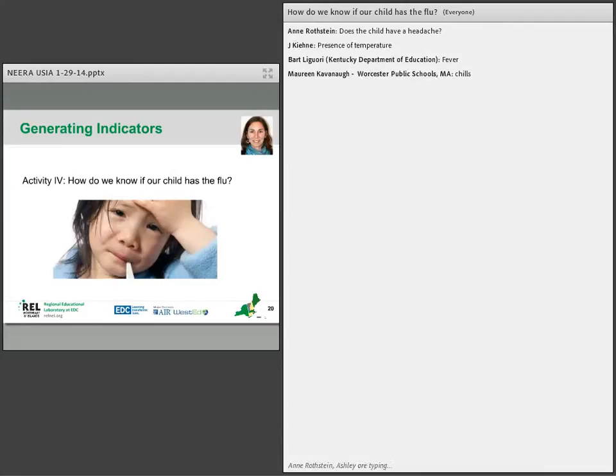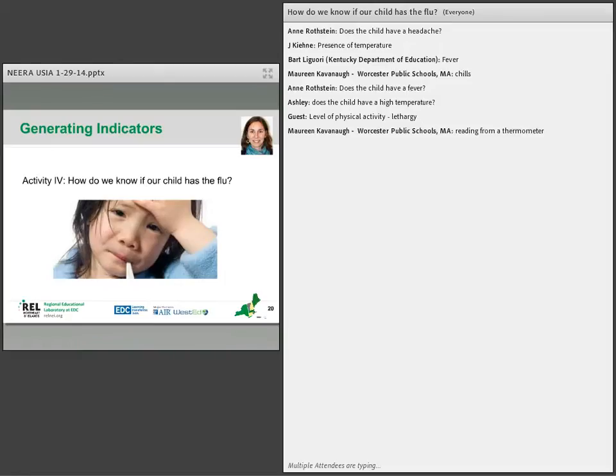I can see the question, does the child have a headache? How would we know that? What might be some of the evidence that we would employ to know if she has a headache? I see the presence of a temperature. Does she have a fever? Does she have chills? What might be some other indicators that we might look at to know whether or not this child has the flu? Is she hot? Would we feel her forehead? Level of physical activity, is she lethargic? The reading from the thermometer, what is the number on the thermometer? What symptoms of the flu? Yes, so the question is, what would those symptoms be?